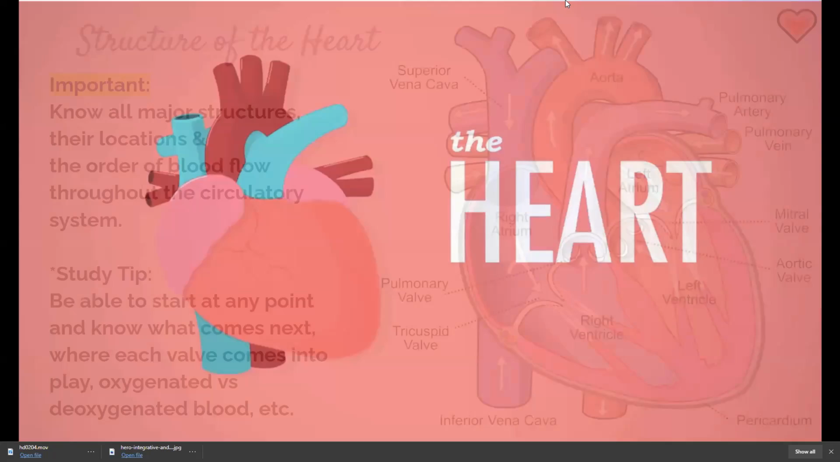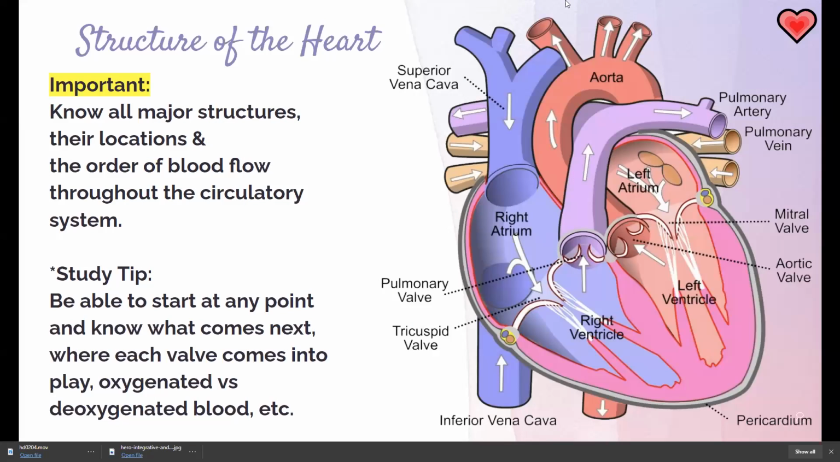So here's your heart. Make sure you know all the major structures. Try to know their order, like if blood started from the right atrium, where would it flow to next? Try to know their general locations. It helps if you can look at one of these diagrams, make everything blank, and fill it in yourself from memory. That'll help you in this course and in future courses. So make sure you can do that, because that's going to be helpful throughout the coursework. Try to play with the order a little bit, quiz yourself on what goes next, and know where oxygenated blood is going to be and where deoxygenated blood is going to be, because those are going to be key factors in your questions.